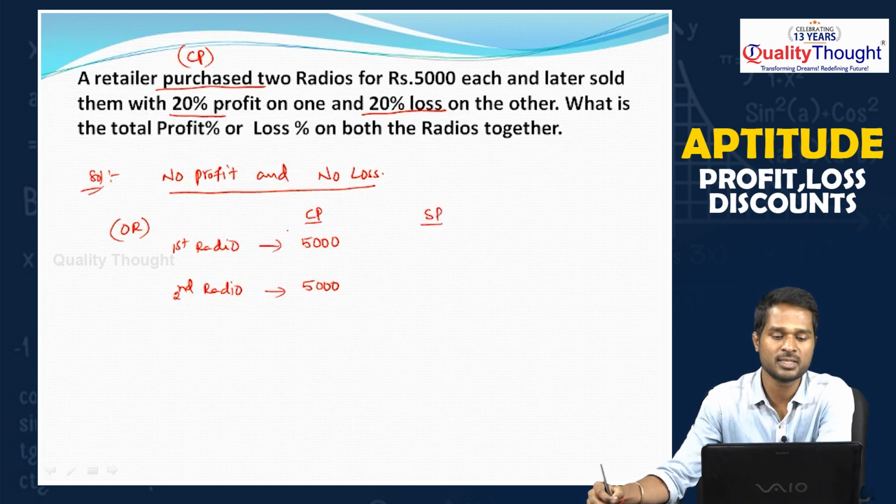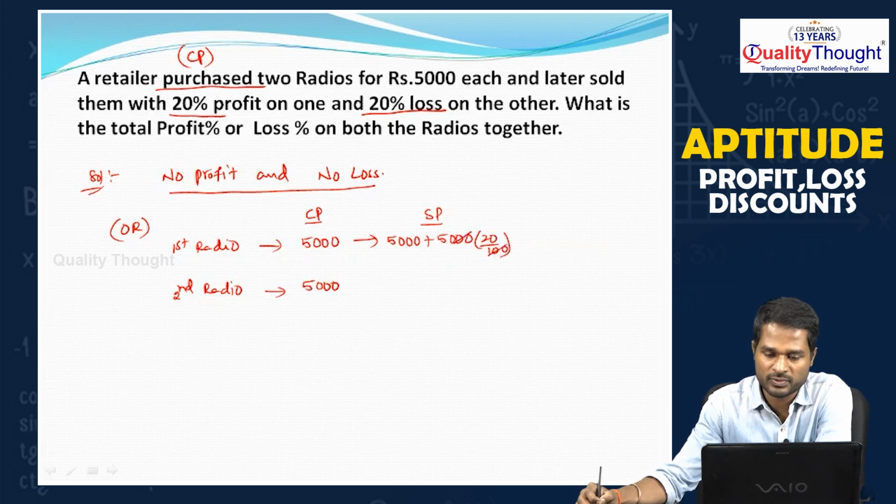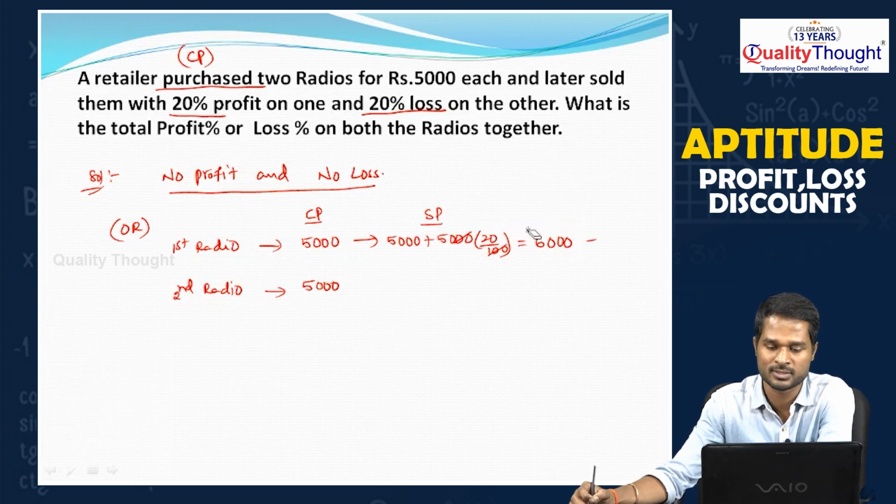He sold the first radio at 20 percentage profit. That means, on this 5,000 there is 20 percentage profit. So, 5,000 plus 5,000 into 20 percentage is the profit. 2 zeros will cancel here. So, this is 5,000 plus 1,000. 5 20s are 100 and you add the 0. So, it is 6,000 rupees he sold it. So, the first radio he purchased for 5,000 rupees and sold for 6,000 rupees.